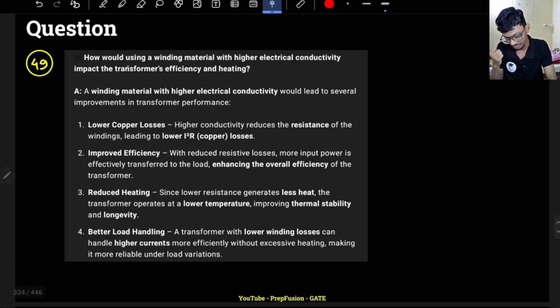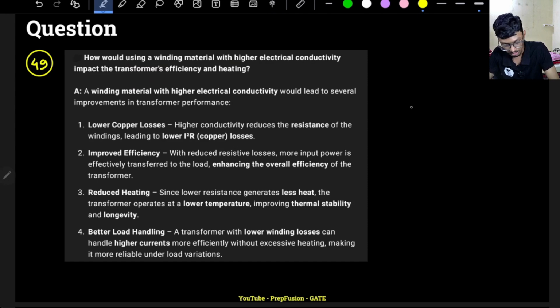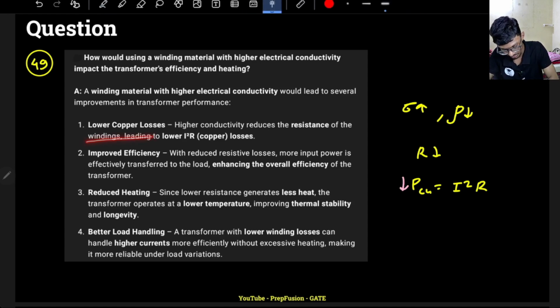How would using a winding material with higher electrical conductivity impact the transformer efficiency and heating? If I use a material with higher electrical conductivity, that means its sigma is high. If sigma is high, its resistivity is low, that means its resistance is low. And what is my copper loss? Copper loss is I square into R. So of course copper loss will reduce. So that's why it is written here, copper loss will reduce.